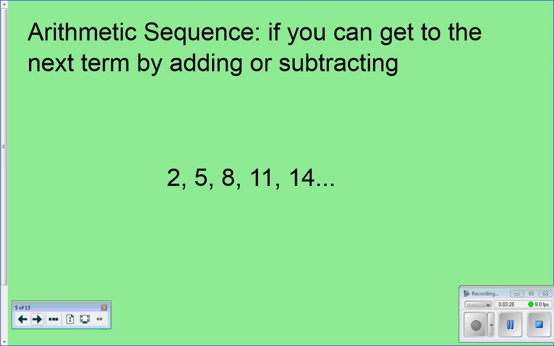This is a sequence where you can get to the next term by just adding or subtracting. Okay? Arithmetic. Adding or subtracting.